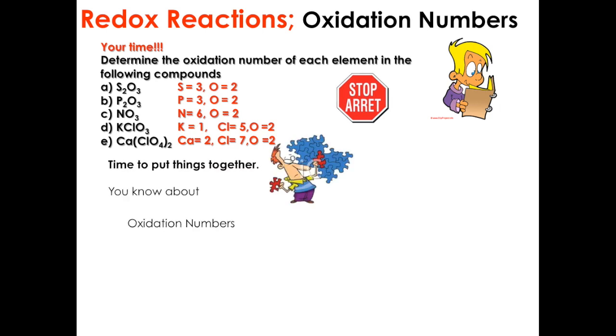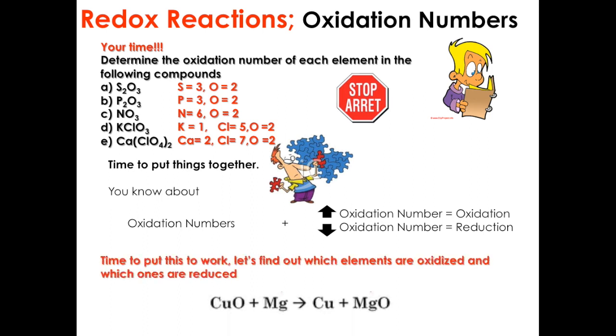Now, it's time to put things together. You know about oxidation numbers. And also, we know that when the oxidation number increases, that is what we call oxidation. When the oxidation number decreases, this is what we call reduction. So, it's time to put these to work, and let's find out which elements are being oxidized and which ones are being reduced.